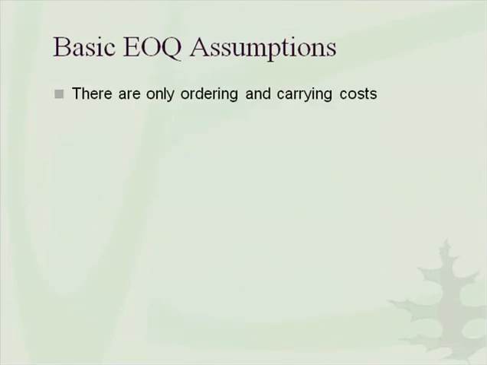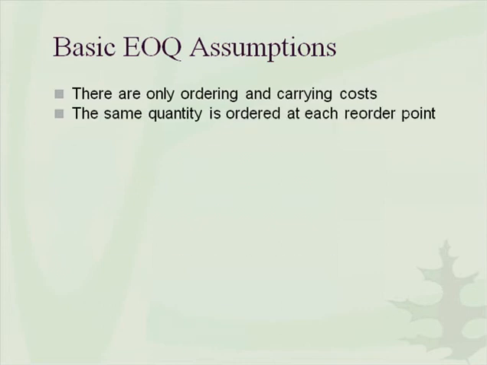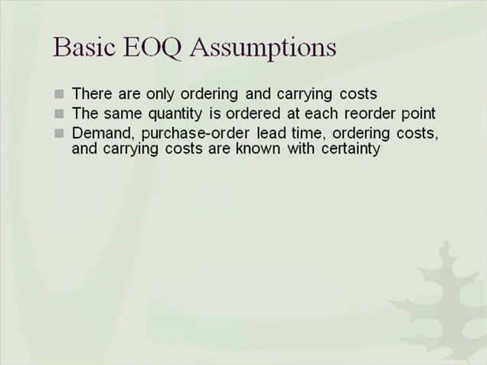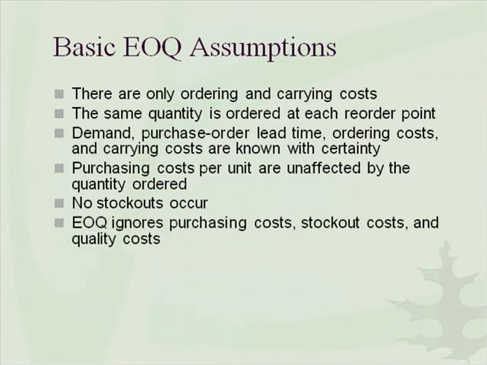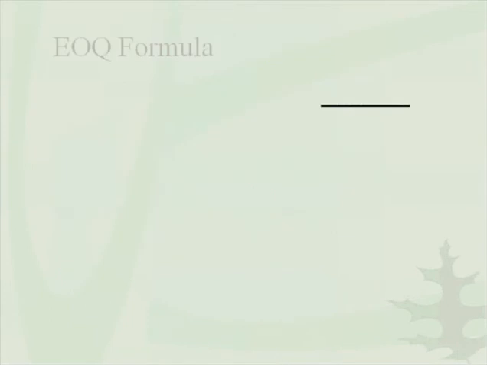Okay, let's go over some of the assumptions. The assumptions include that there are only ordering and carrying costs, and that the same quantity is ordered at each reorder point. Demand, purchase order lead time, ordering cost, and carrying cost are all known with certainty. Purchasing cost per unit would be unaffected by the quantity ordered. And no stockouts occur. Well, we've got a few more too. EOQ ignores purchasing costs, stockout costs, and quality costs.